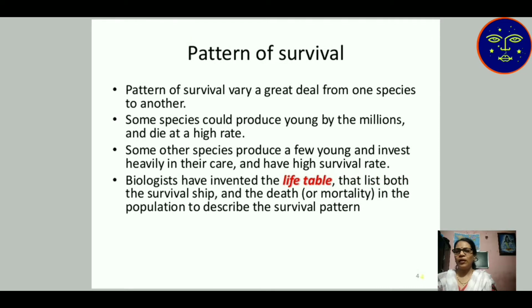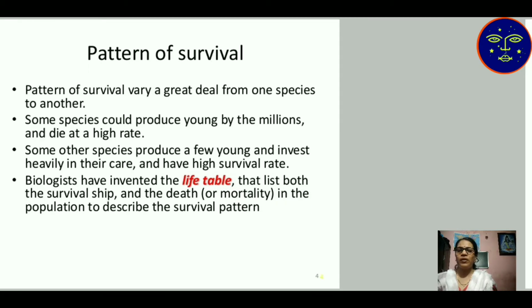Then patterns of survival. Patterns of survival vary a great deal from one species to another. Some species produce young by the millions and die at a high rate. Some other species produce a few young, invest heavily in their care, and have a high survival rate. Biologists have invented the life table that lists both the survivorship and the death, meaning mortality rate, in the population to describe the survival pattern. How many days a particular population survives is known as the pattern of survival.